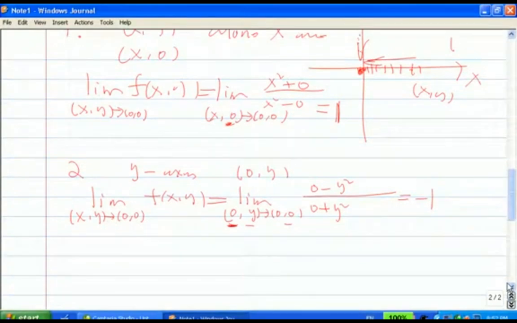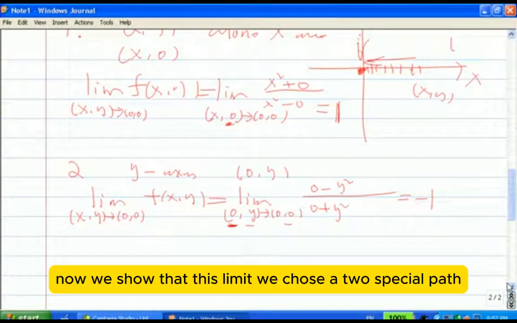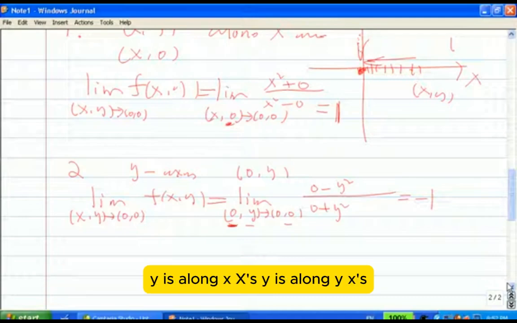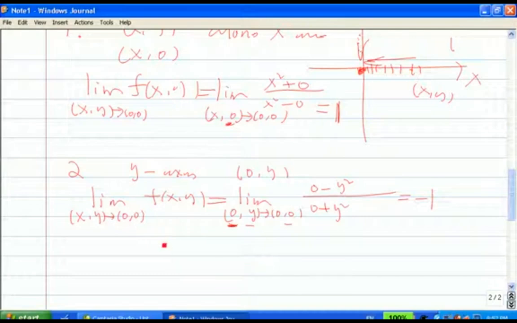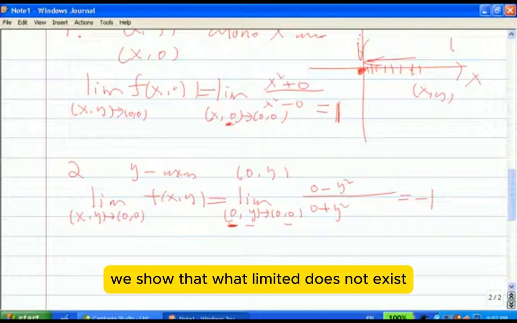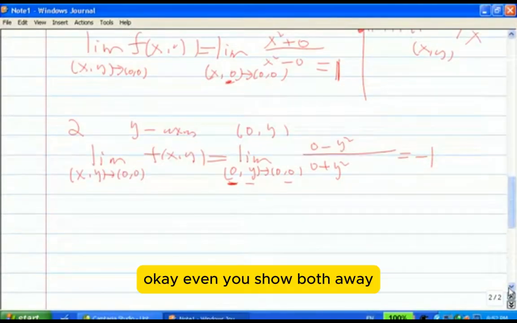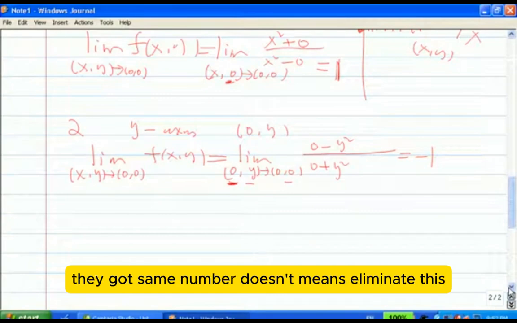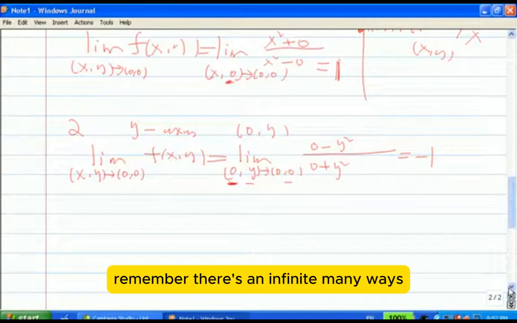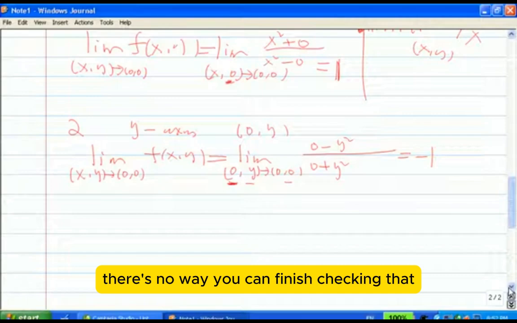So now we show that for this limit, we chose 2 special paths. One is along the x-axis, one is along the y-axis. You got a different limit. Therefore, we show that the limit does not exist. Even if you show both ways got the same number, it doesn't mean the limit exists. Remember, there are infinitely many ways. There's no way you can finish checking that.